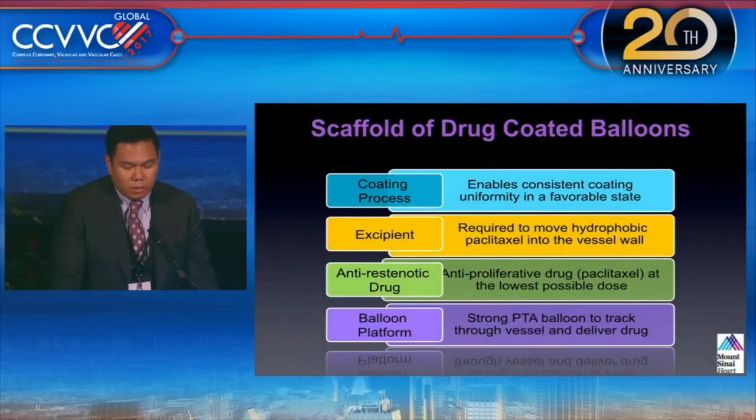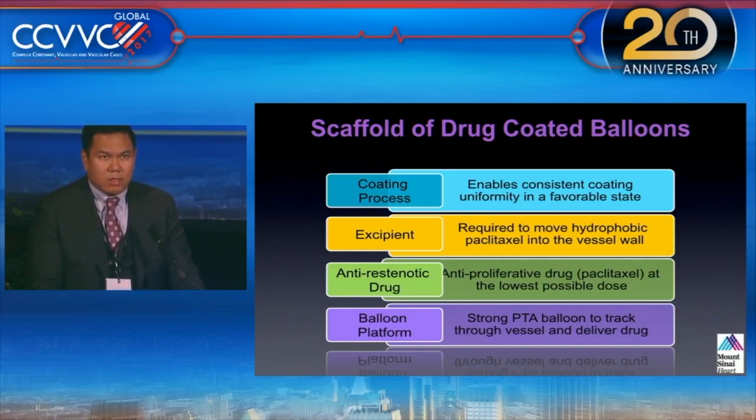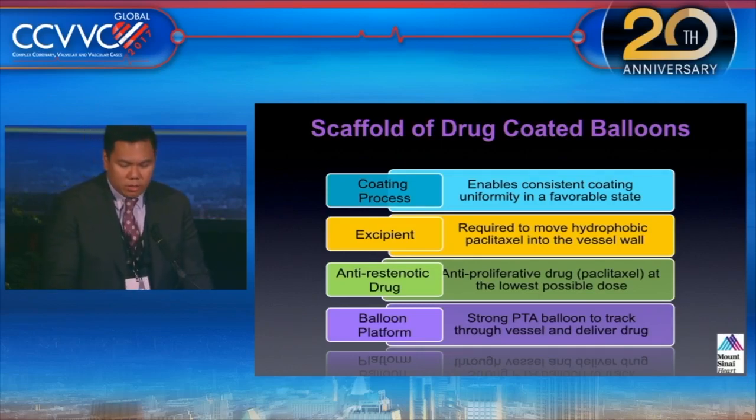Now, drug-coated balloons are made up of several different factors. The main ones are the coating process, which is how the drug is placed on the balloon. We want it to be uniform and consistent. They do it either by dipping or spraying. The excipient, which I'll talk more about later, really facilitates the transfer of the drug to the vessel wall. The anti-restenotic drug, which is paclitaxel on all these first-generation devices, and simply the balloon platform. Can we get this drug to the target lesion?